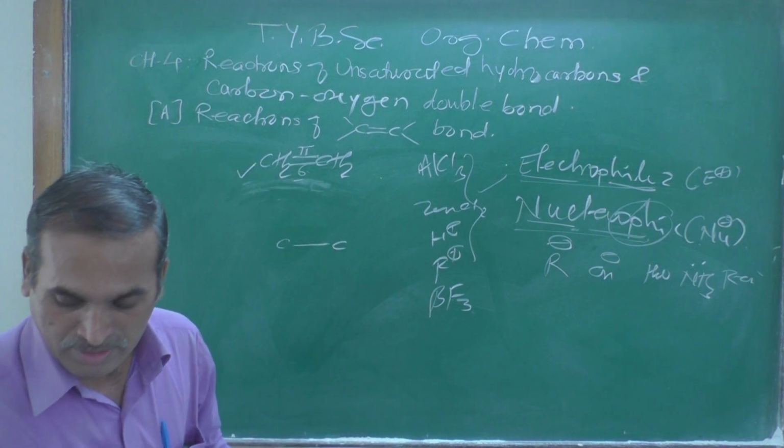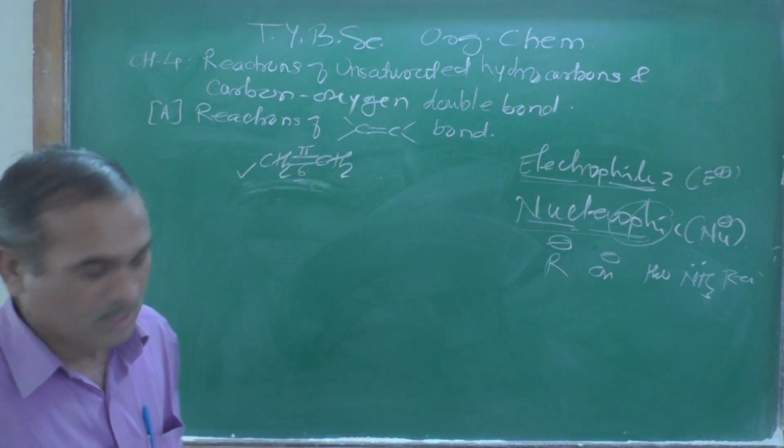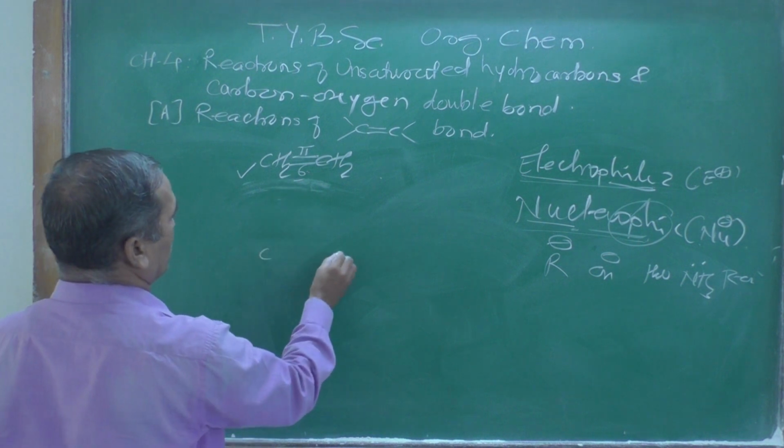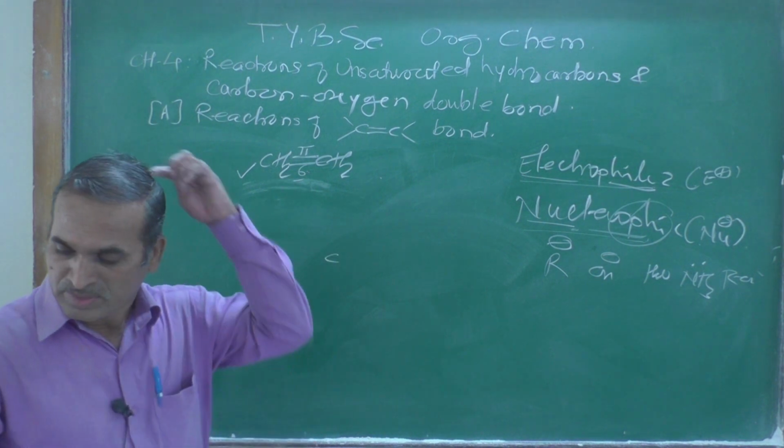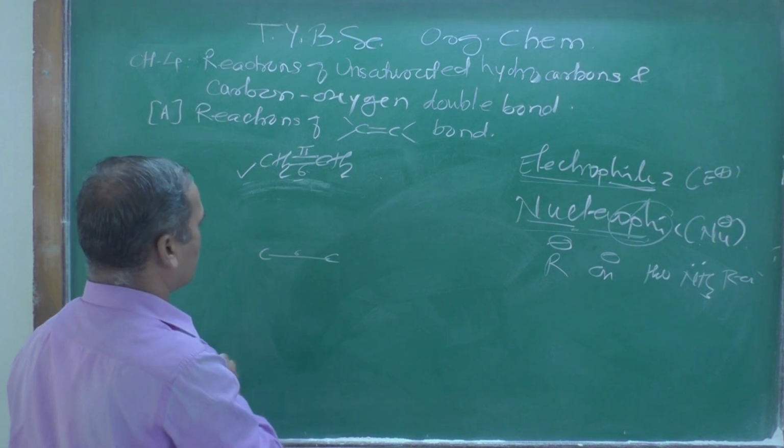Now how is the energy spread over there? As we know, this carbon atom, here the carbon atom, you can show one sigma bond over here, right? This middle one is a sigma bond.